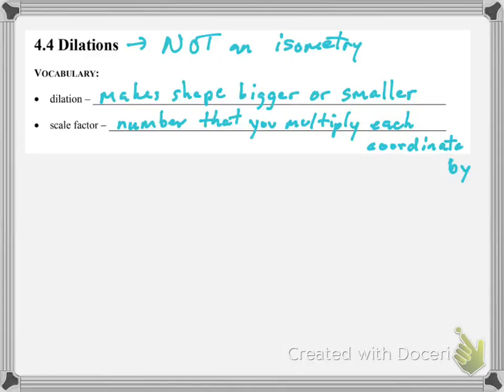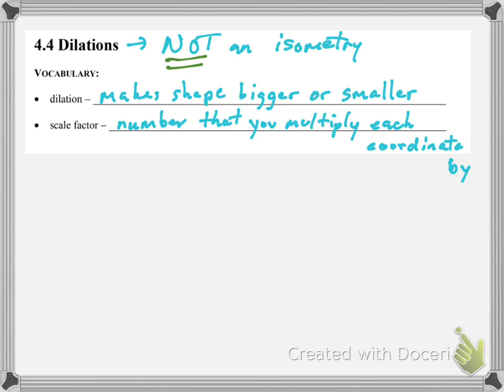Okay, section 4.4 is the last of the transformations. Dilations is going to be the last of the transformations here. A dilation makes a shape bigger or smaller. So that means that a dilation is not an isometry. It's the only one of the transformations that's not, because the shape gets bigger or smaller as a result.